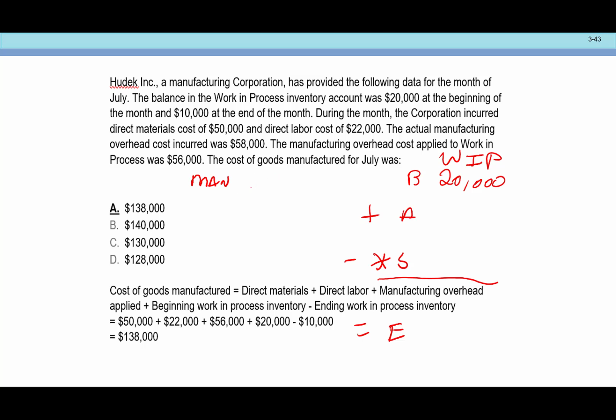Manufacturing costs, I'm just going to call them man costs, are going to be what? The direct materials, which was 50,000. The direct labor, which is 22. And again, the overhead applied, 56. So I add these guys together and I get what?